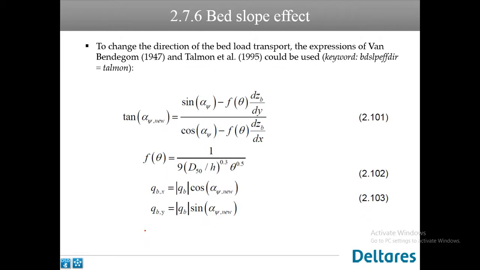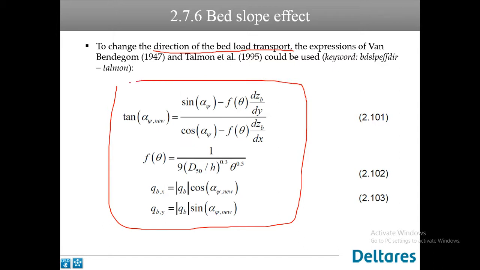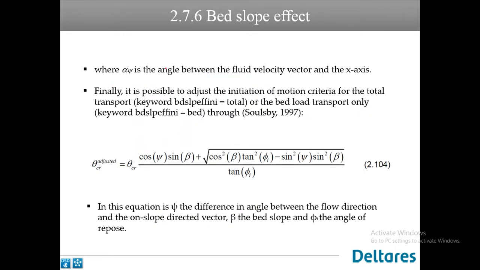So to change the direction of the bed load transport, the expression of Van Bendigo and Talmont could be used. This is where we change the direction of the bed load transport. Bed load. This one also you don't have to worry because we are always going to use the default value. Okay, this is the angle between fluid velocity vector and the x-axis.